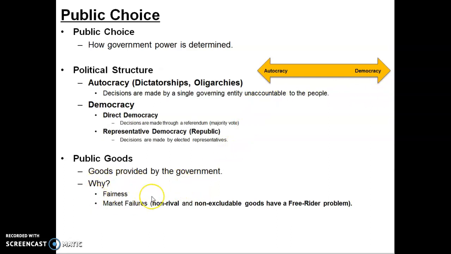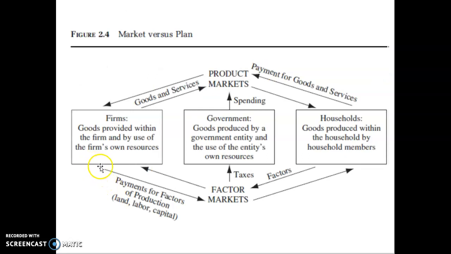One criteria that's used is fairness. Some people believe that there are certain goods that everyone should have access to, whether they have the means or not. If we go back to this model here, our circular flow, remember there's income flowing from firms to households, okay? Some people are going to have really high incomes. Okay? Some people are going to have really low incomes.